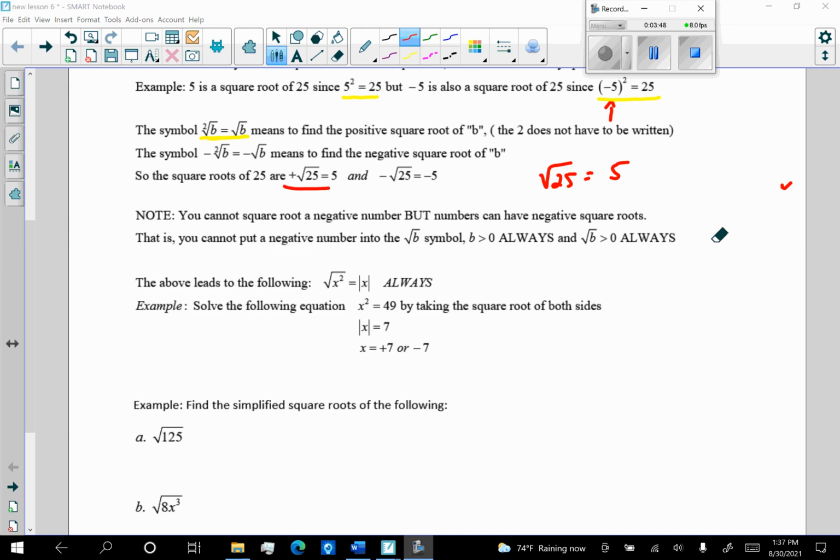The above leads to the following definition. The square root of x squared is the absolute value of x. I'm not going to leave this up there forever, but do you see up over my, should be right above my head, where I have that up there. The square root of x squared is the absolute value of x. And we're going to talk a lot about this down the road. This is extremely important.